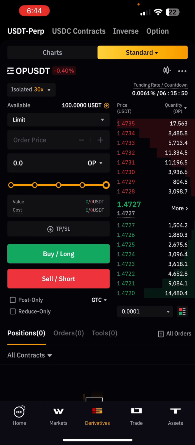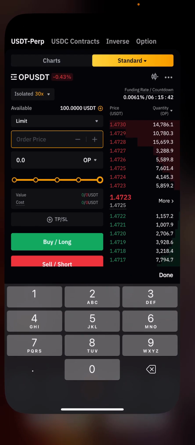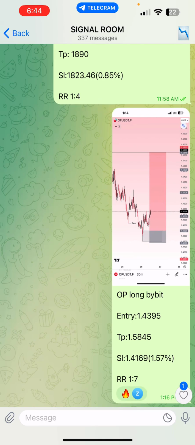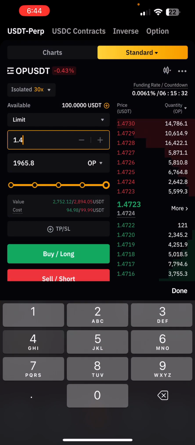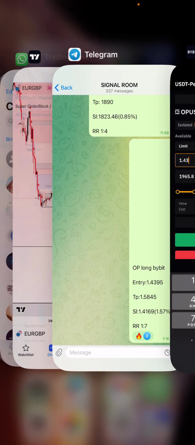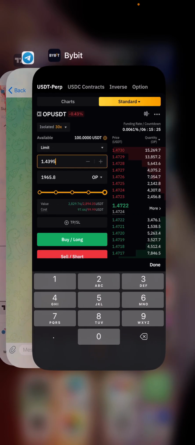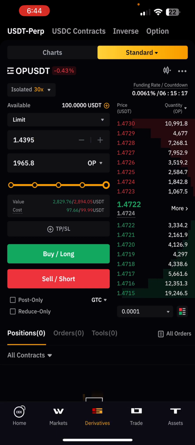Now this other price is also known as entry price, and it has been given in our signal. According to our signal, the entry is 1.4395, so all you have to do is write 1.4395. That's the first thing you have to do. And also, as you can see, we have entry, stop loss, and target based on the signal.